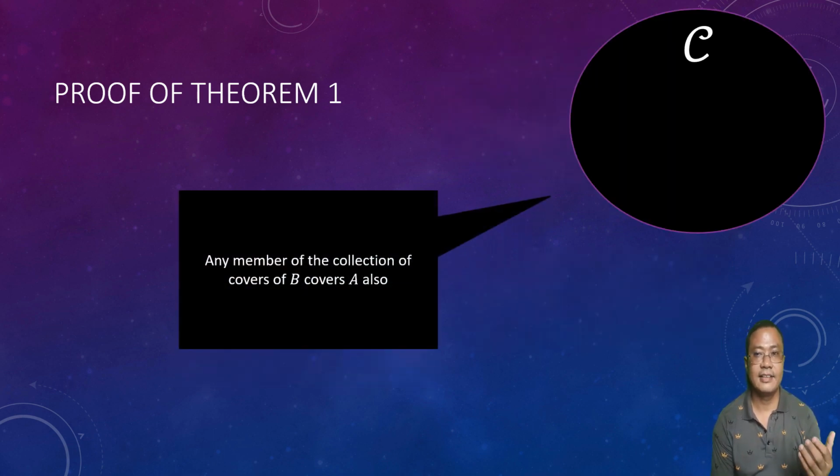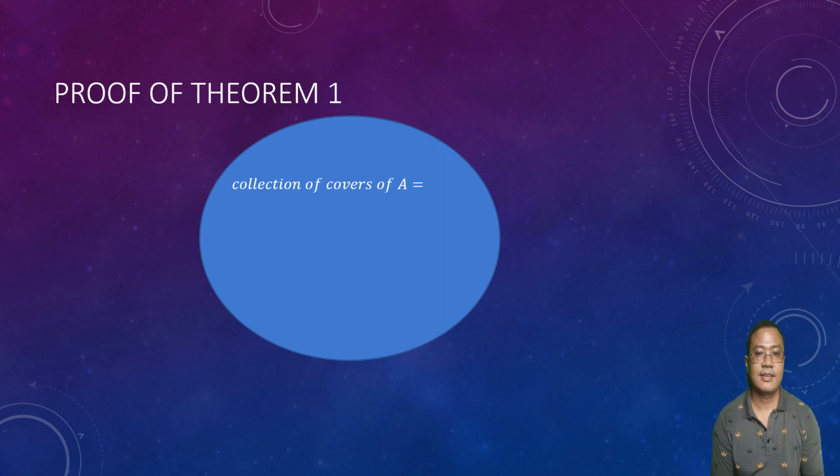All right, so C is a member of the collection of covers of B. So this C is a cover of B, and that cover also covers A, because A is a subset of B. All right, so this C consists of cover In, cover Jn, cover Kn, and so on. So many members are there. Let us try to find out the covers of A. Okay, the covers of A consist of the covers of B and some other additional C prime that cover A but don't cover B. Okay, so these two unions will give you the covers of A.